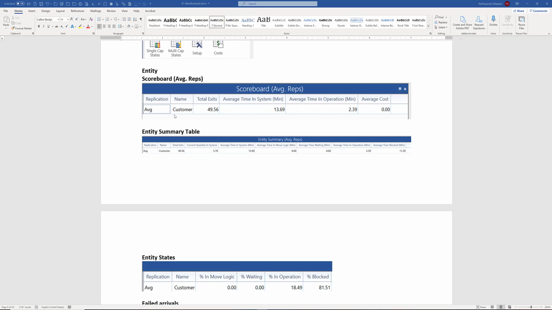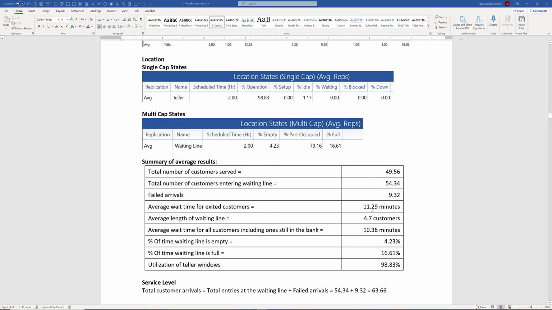And here we have average time in the system for customers who have exited, and then average time in operation is 2.39. So the difference is the time. So here, if you look at the entity summary table, you see average time in operation, and then you have average time blocked in minutes. So 11.29 minutes is the average time blocked.